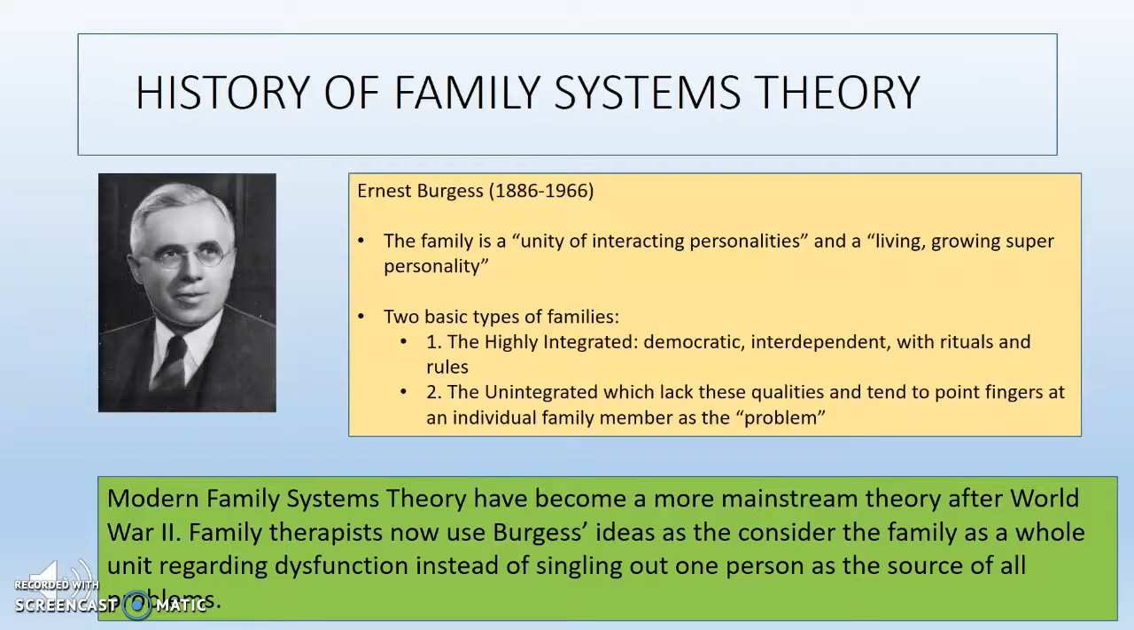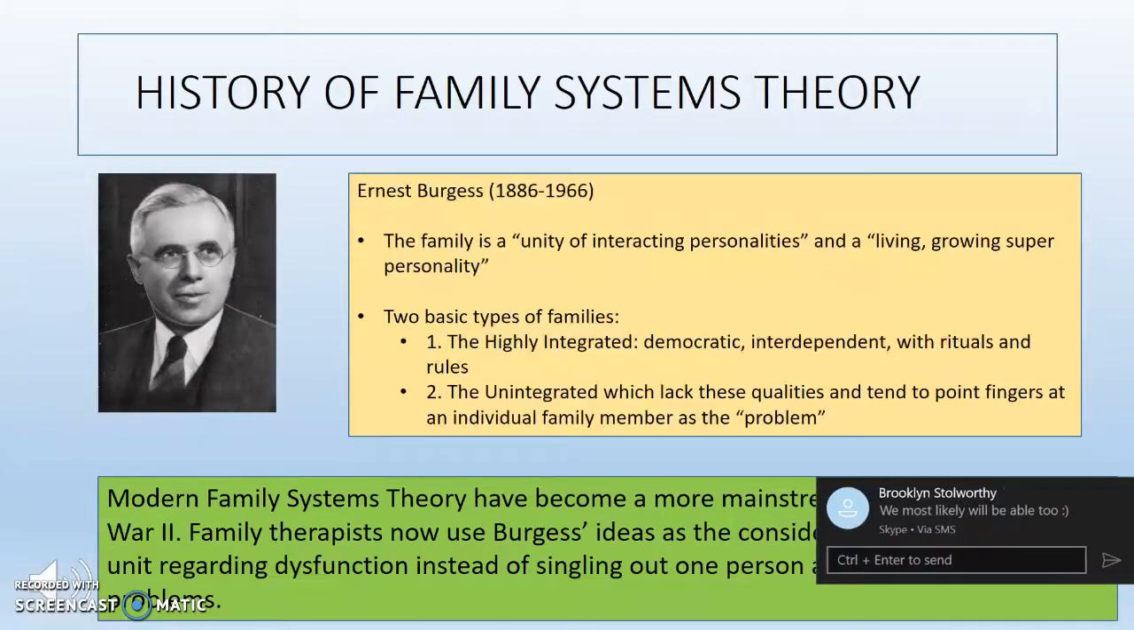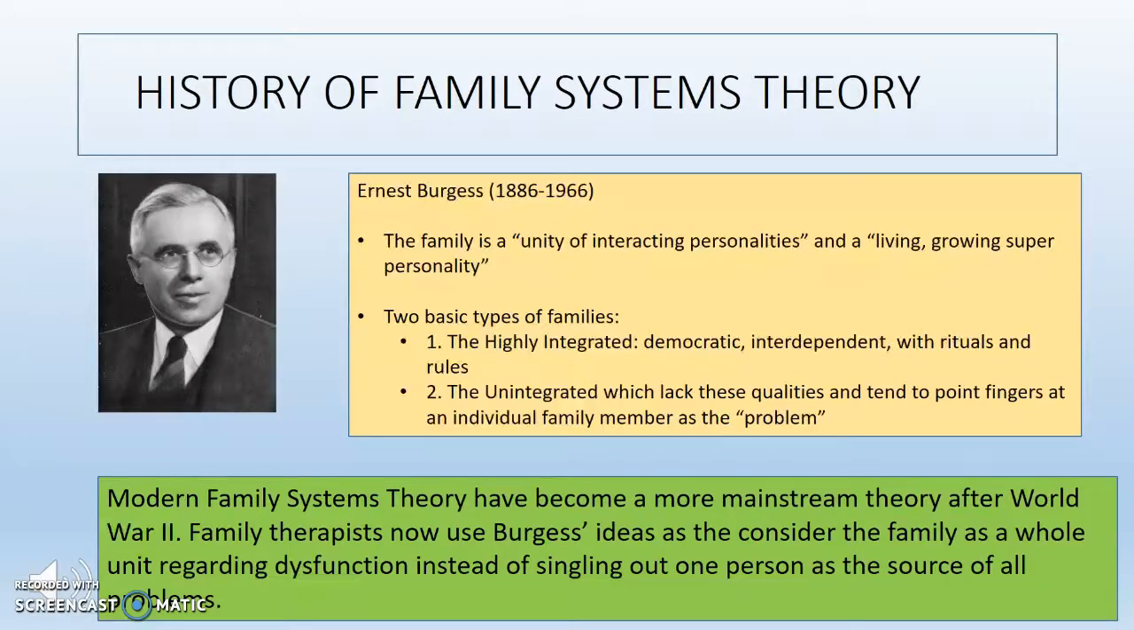He subscribed to the idea that there are two basic family types: the highly integrated, which is characterized by rituals, discipline, and interdependence, and the second, which is unintegrated. It lacks these qualities and tends to identify one family member as the problem. Because of Burgess's theory, family therapists now consider the family as a whole as a source of dysfunction instead of singling out one single person.